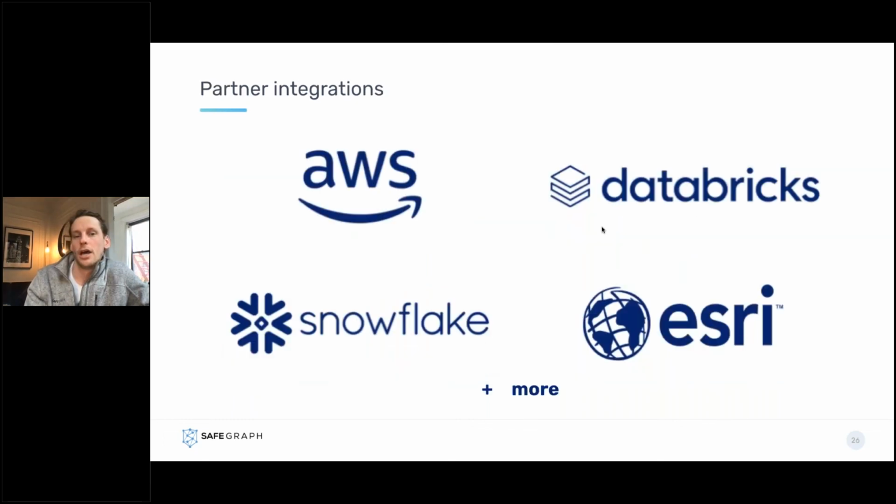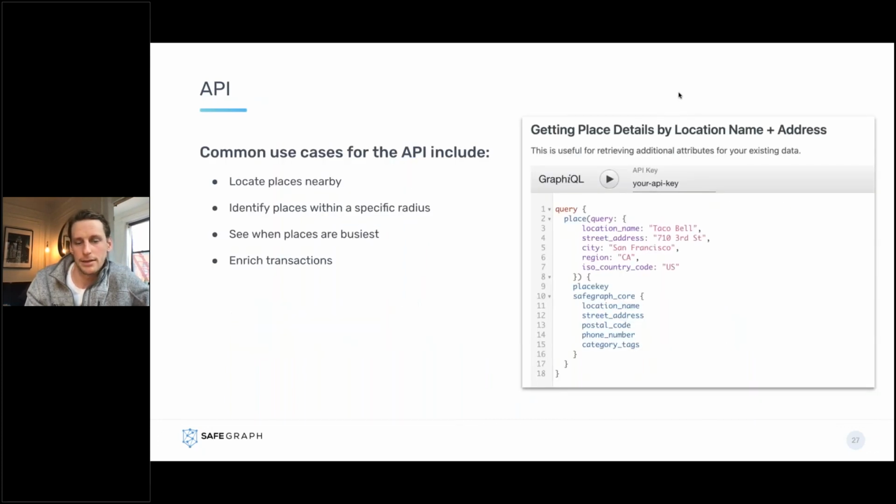Partner integrations. Understandably, a lot of folks want to work in the environment they're already comfortable with. So you'll see that we work with the likes of Databricks and Snowflake and AWS and Esri. There are many more. These are some of the most common, but there is a strong push and always has been to make sure that getting you the data is seamless so that all you can think about is asking questions of it. And finally, we do have an API.